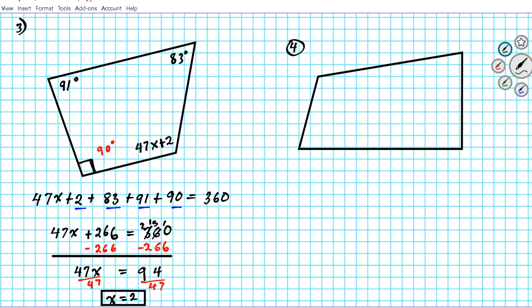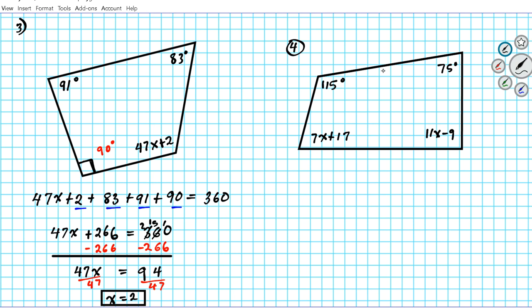So for question number 4, let's say we have a quadrilateral with the following measures. This is 7x plus 17. This is 115 degrees, 75 degrees here, and this right here is 11x minus 9. Okay, so let's solve for x, the same instructions as before. So what we're going to do first is apply the angle sum property of quadrilaterals, okay?